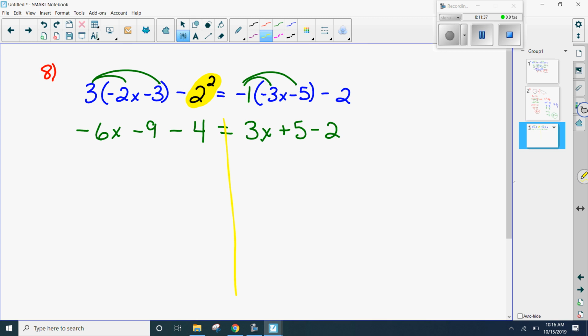We want to simplify both sides, so we look at the left-hand side and we say, is that simplified yet? No. What do you need to do? Group like terms. So you get negative 6x. What's negative 9 and negative 4? Negative 13. On the right-hand side, we need to group like terms. So you get 3x. 5 minus 2 is 3. Now what?